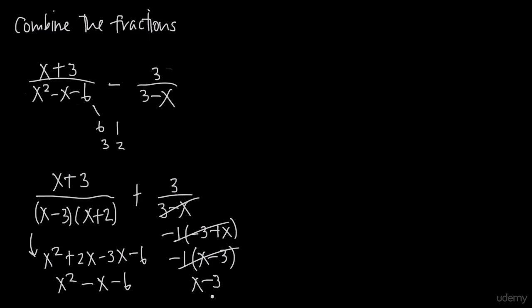So now we have 3 over x minus 3, but the denominator of this other fraction is x minus 3 times x plus 2. So we have to multiply by a factor of x plus 2. So that we don't change the value of this fraction, we need to multiply both the numerator by x plus 2 and the denominator by x plus 2. When we do that, now we have a common denominator, and we just need to distribute this 3 across the x plus 2. So here's what we get.